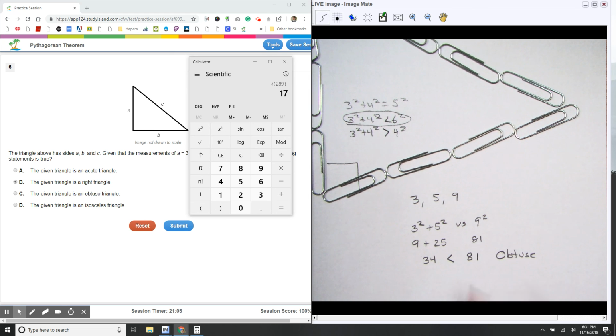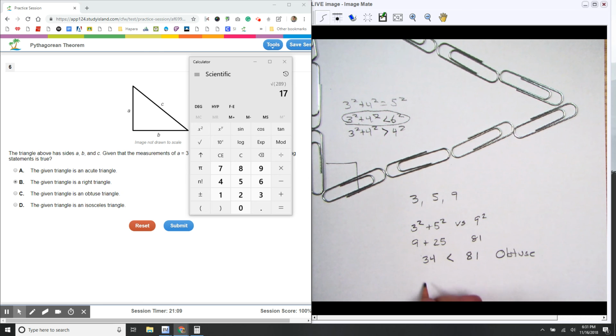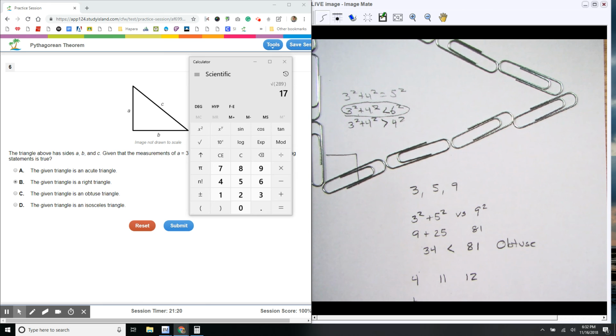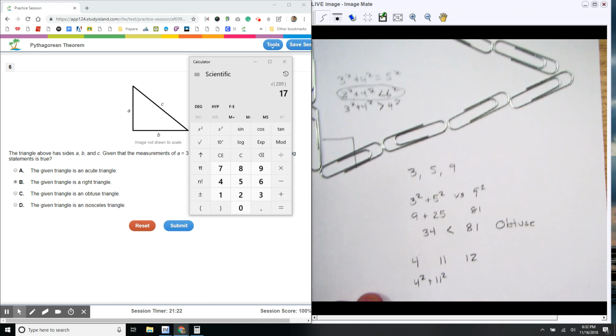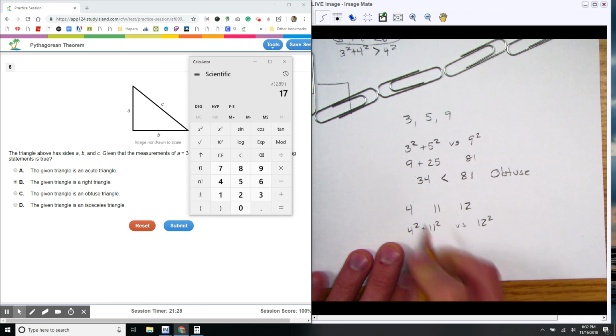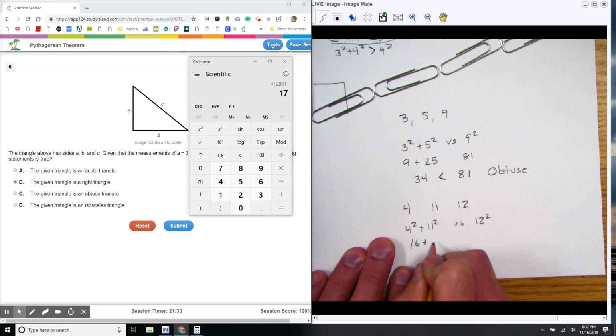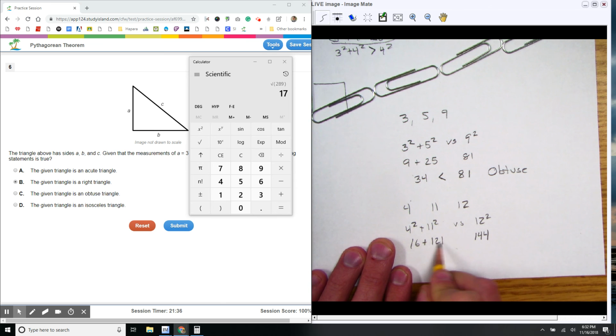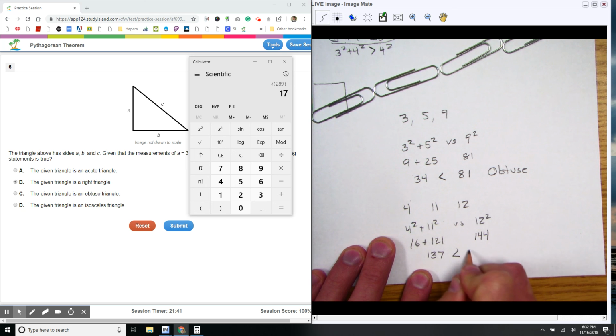If you come up with something like, let's say, 4, 11, and 12, well, you have 4 squared, 11 squared, and 12 squared to compare. So 4 squared plus 11 squared, the sum of the squares of the 2 shorter sides, versus the square of the third side. 4 squared is 16, plus 11 squared is 121, and 12 squared is 144. So what do you get? 121 and 16 is 137. And again, that's less than 144. So it is again an obtuse triangle.